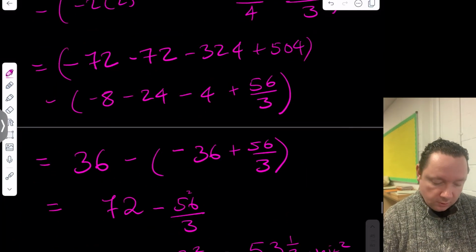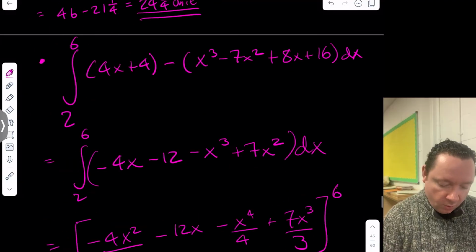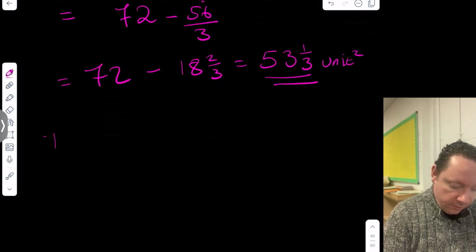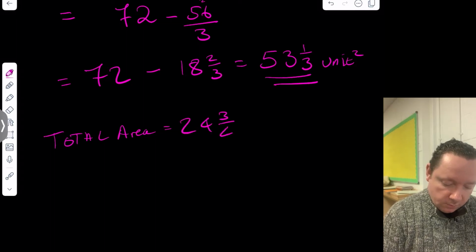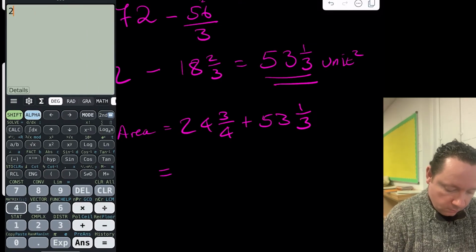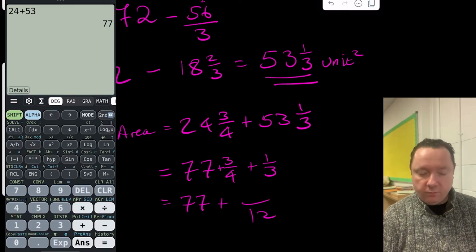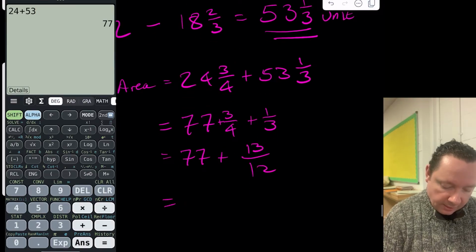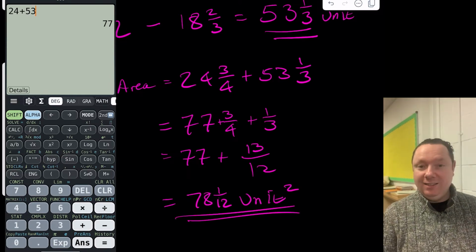Now remember when we started this question, we need to add both of these together because it's both areas together. So the two answers we got were 24 and 3/4 and 53 and 1/3. So total area is 24 and 3/4 plus 53 and 1/3. That gives me 77 and 3/4 plus 1/3. So that's 77 plus 13 over 12. So that is 78 and 1/12 units squared. And we're finally done there.